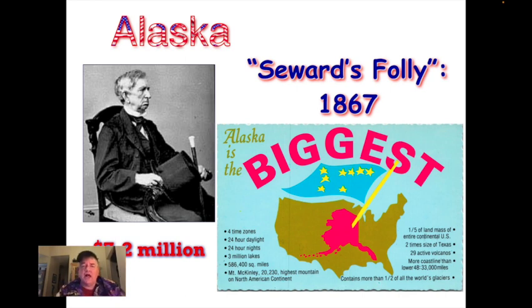Let's now talk about Alaska. Now, we know where Alaska is. It's up there, north. It's over by Canada. So Alaska, we bought that in 1867 for $7.2 million. We bought it from Russia. Russia was like, take it. Why would you want it?